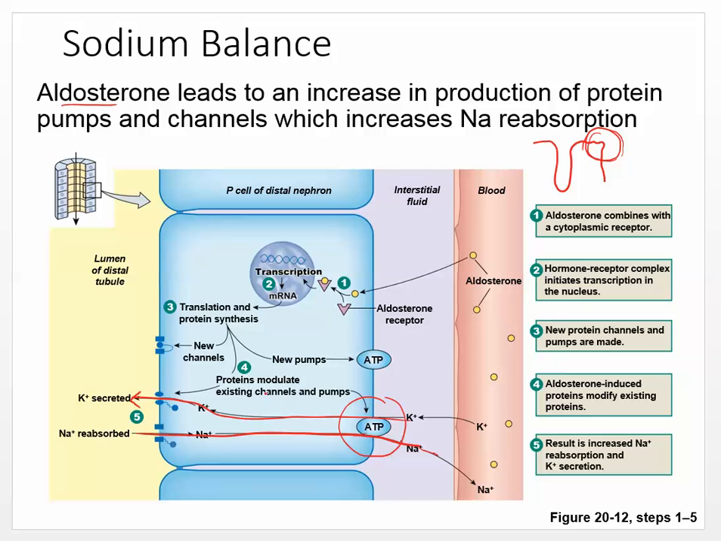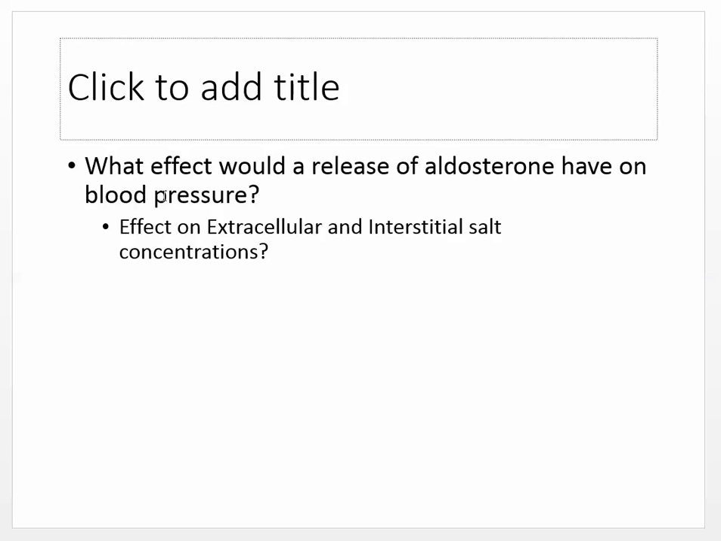Okay, but this whole slide is just to show you how the aldosterone works. It's a hormone, so it's moving through the blood. It binds to its receptor, and then it starts putting in new channels, new sodium channels, new sodium potassium pumps, and it gets that sodium to be reabsorbed. Okay, so that's what you need to remember. It increases reabsorption in the distal tubules and the first part of the collecting duct.